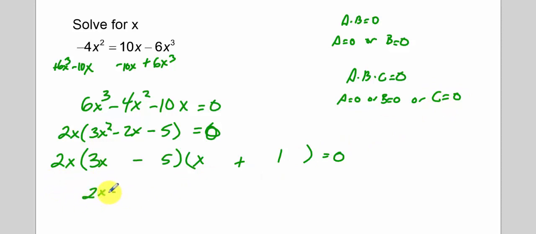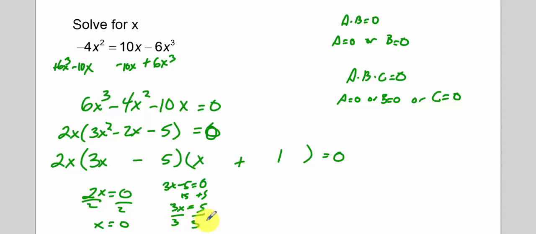My A term is 2x. Divide by 2 to both sides. So x could equal 0. 3x minus 5 equals 0. Add 5. 3x equals 5. Divide by 3. X equals 5/3. And x plus 1 equals 0. Subtract 1. And x equals negative 1.